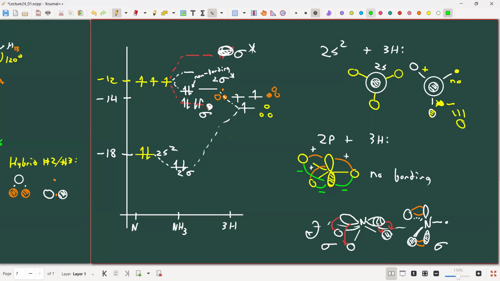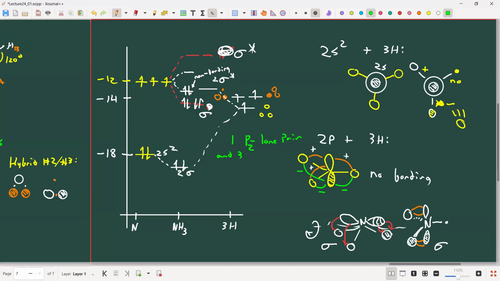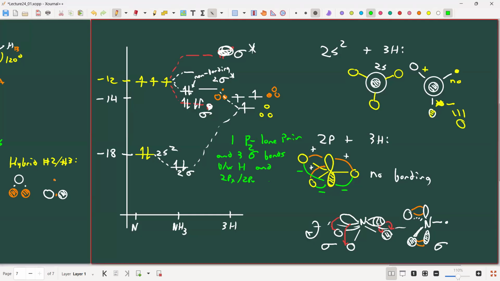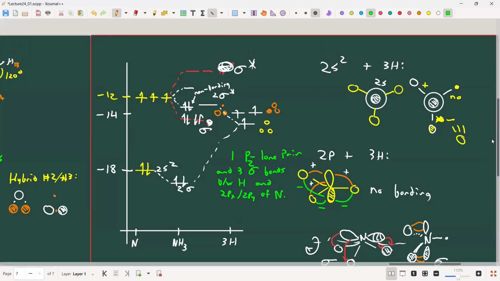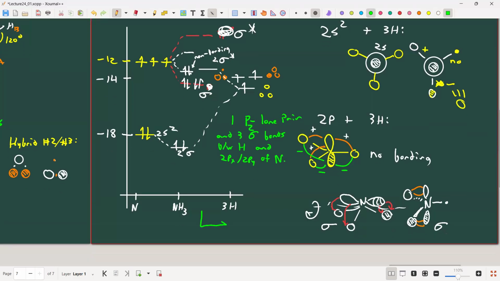So what the total result here is 1 pz lone pair and 3 sigma bonds between hydrogen and the 2px and the 2py orbitals of ammonia, nitrogen. Okay, so we would therefore expect the structure of this molecule to be nitrogen with 3 equivalent bonds to hydrogen, and a non-bonding lone pair that is outside, pointing up in the z direction.